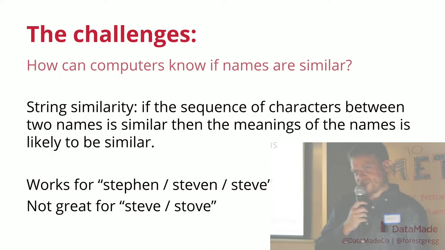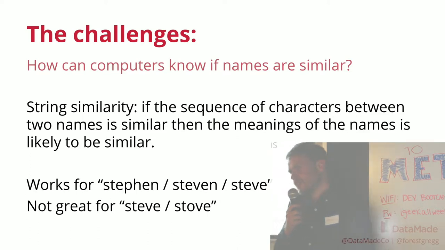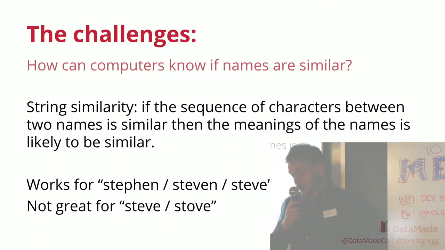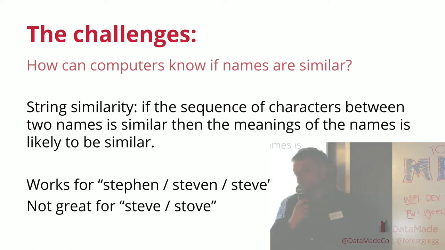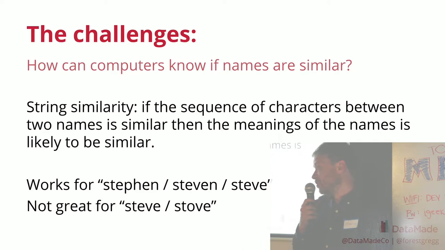So there's basically three ways to do this first problem, some of which you might have seen before. One is to say two names are likely to be about the same thing if the sequence of the characters of the string are similar. So these are often called string distances. The most famous is called the Hamming distance or the Levenshtein distance, depending upon who you think is more famous. And it's really good for misspellings and typos and abbreviations. So it's great for Steven and Steve. Like, it'll do pretty well. Those are some similar sequences of characters. But it does terrible for Steve and Stove. Like, Steve and Stove have no real semantic relation to each other, but they're very similar strings.